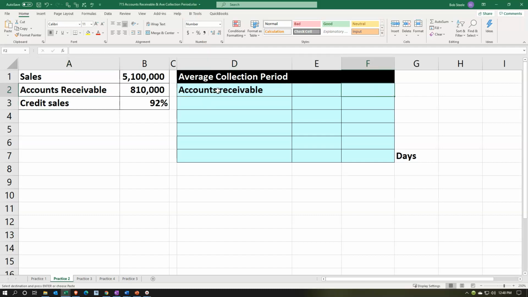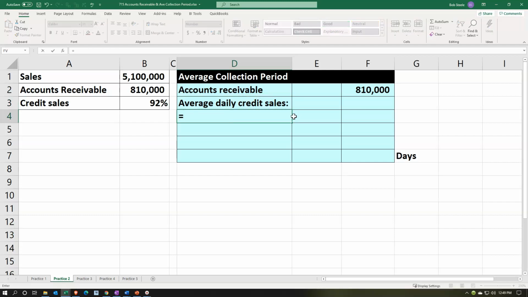I'm going to put this on the right. So the accounts receivable on the right is going to be that 810,000. Then we're going to pick up the average daily credit sales. We're going to have to do a little calculation to pick this up. So I'm going to put average daily credit sales, colon, and then I'm going to pick up the total sales times, let's do the calculation right here.